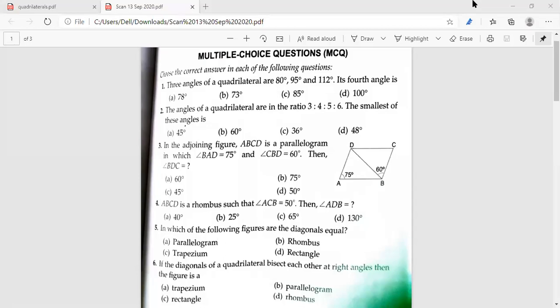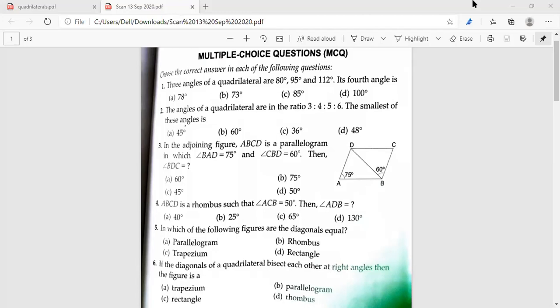If it is a rhombus such that angle ACB is equal to 50, then angle ADB is equal to? Ma'am, answer is 130 degrees. Fourth one. ACB is 50, is ma'am getting 40 degrees? ADB. Ma'am, C and D are always adjacent angles. Yeah, always. So 130 degrees. Of which one? Ma'am, I'm getting 40. Even I'm getting 40.